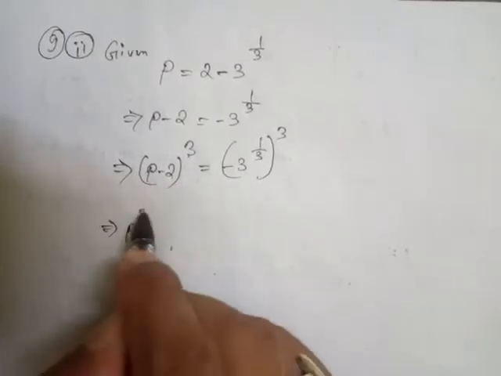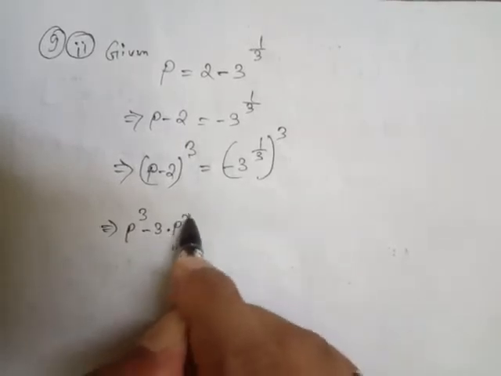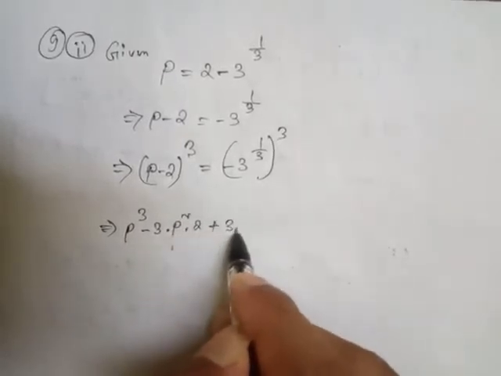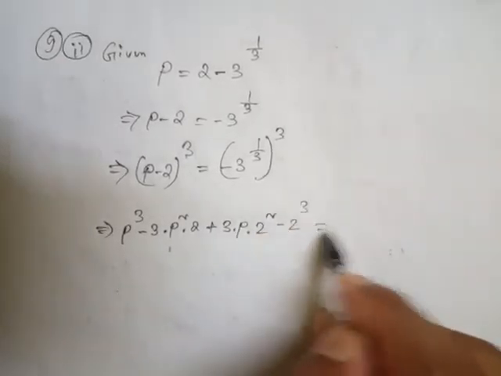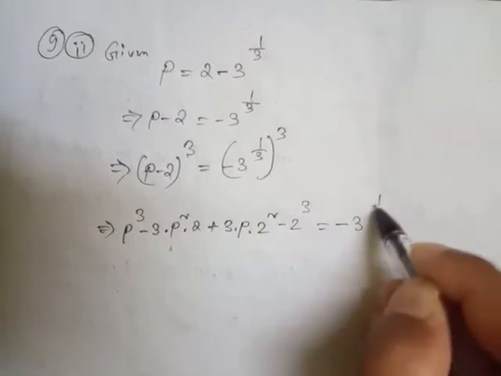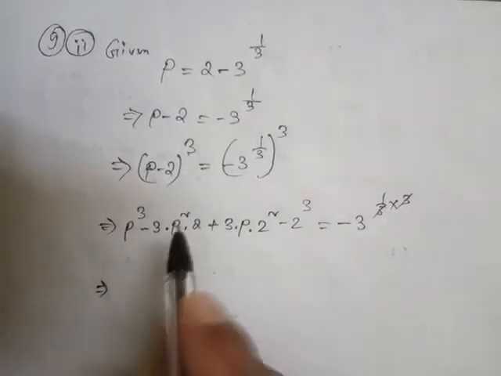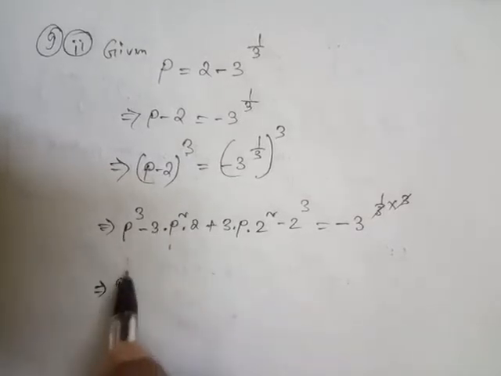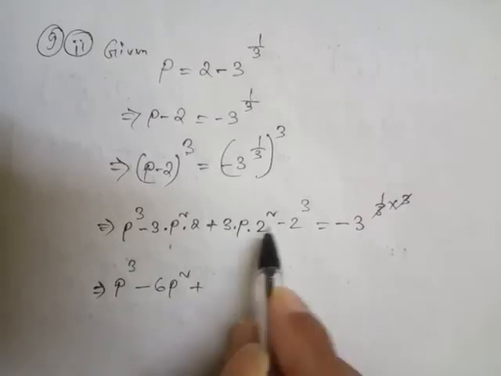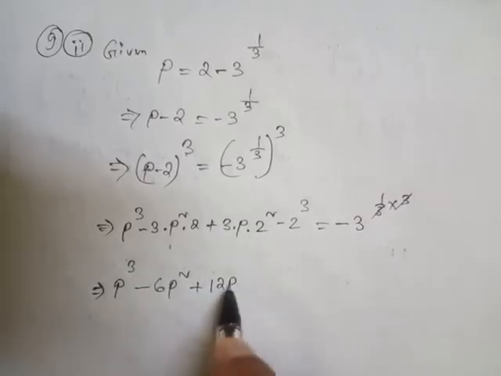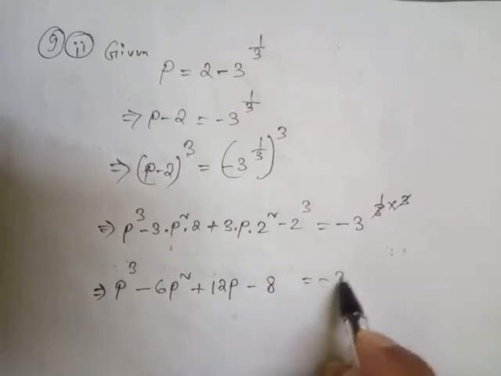equals a cube minus 3a square b plus 3a b square minus b cube, and there is minus 3 to the power 1 by 3 into 3. Cancel these two, answer is 3 only. And there you can write that p cube minus 6 p square. Now 2 square is 4, 3 fours are 12 p, and there is 8. 2 cube is 8 and minus 3 will be here.